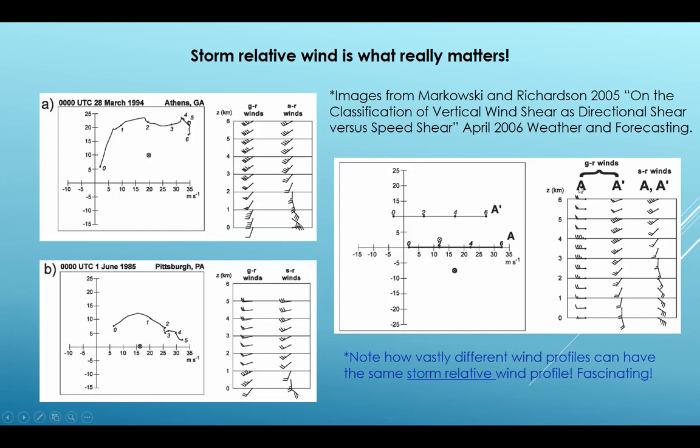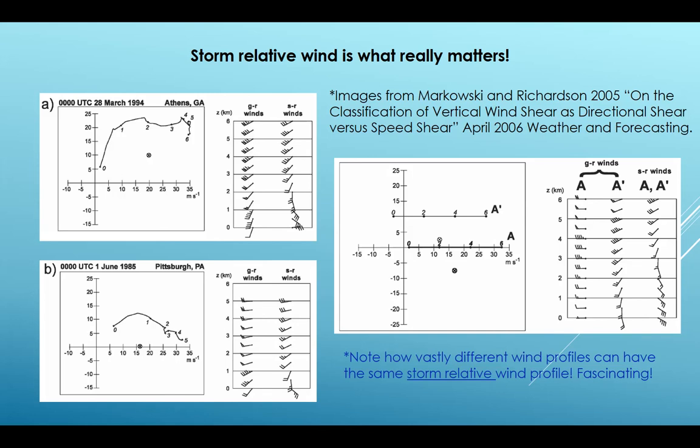Notice these two ground relative wind profiles that they ran model analyses on. Notice how this one is purely unidirectional. You just have speed shear with height. And then you have one that has both speed and directional shear with height. But notice how they have the same storm relative wind profile. So this is something to chew on, how you can have vastly different observed wind profiles, also known as ground relative wind profiles, that have the same storm relative wind profile.